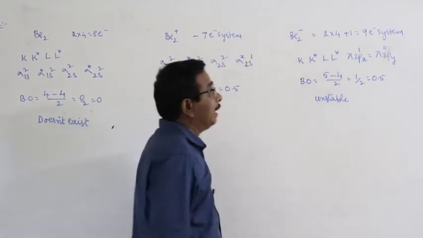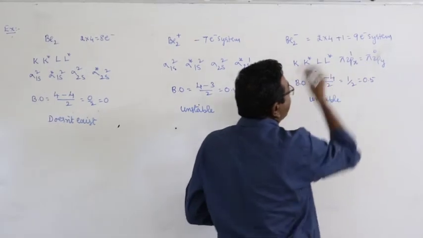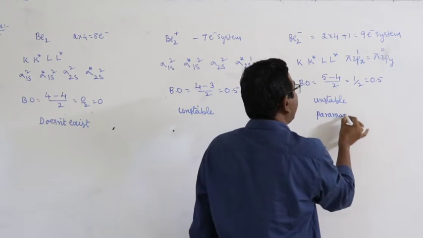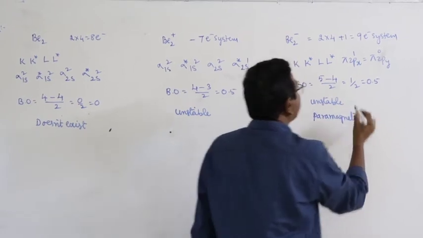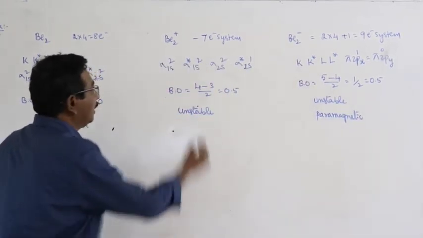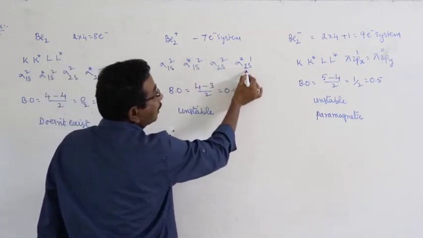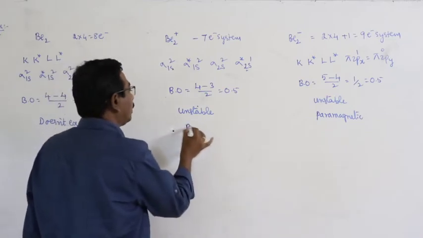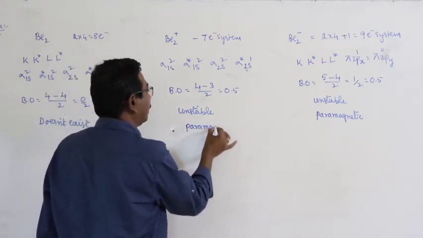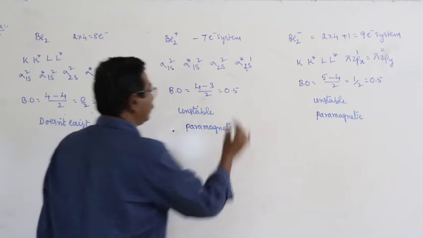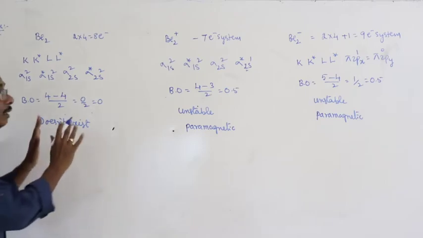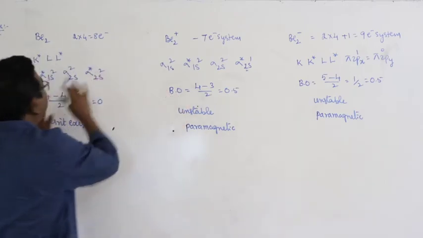Okay. Here there is an unpaired electron present in pi 2px. So the species is paramagnetic. Here there is an unpaired electron present in sigma star 2s1. So that is also paramagnetic. This is about the bond order and the nature of the species of beryllium.